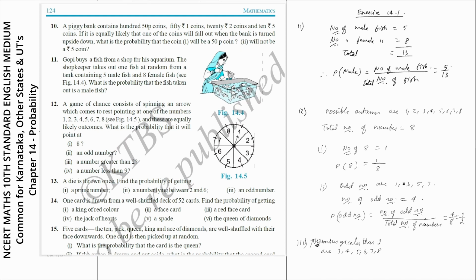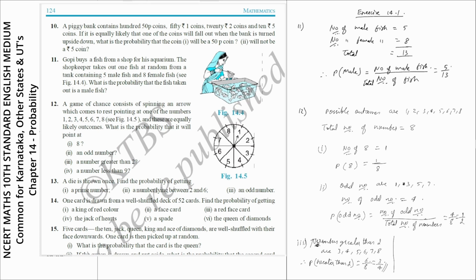Therefore, the probability that the number obtained is greater than 2 is equal to 6 by 8, where 6 is the number of numbers greater than 2 and 8 is the total number of numbers. So this is equal to, 2 3s are 6, 2 4s are 8. So the probability is 3 by 4.